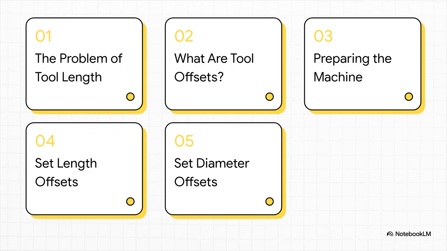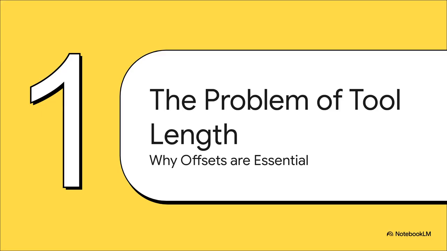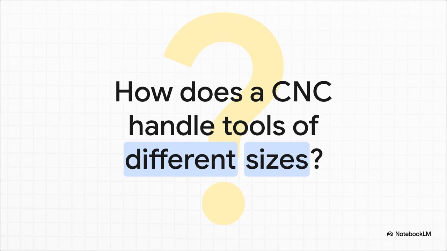Let's get to it. All right, first things first, let's really dig into the core problem that we're trying to solve here. You know, a CNC machine is this marvel of precision, right? It can move to within 10,000ths of an inch. But here's the catch. It's kind of dumb. It knows exactly where its spindle is, but it has absolutely no idea how long the tool sticking out of it is. It's totally blind to it. And that is the core problem we have to fix.